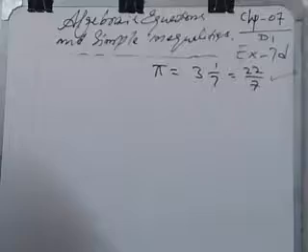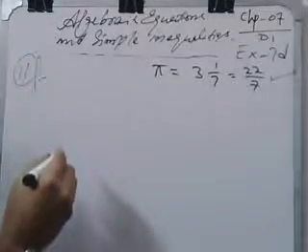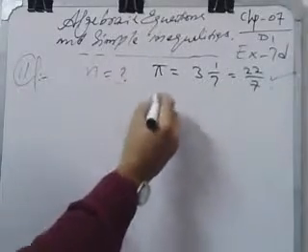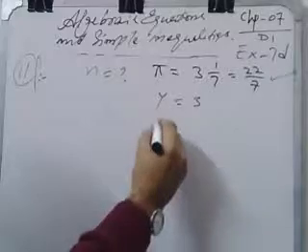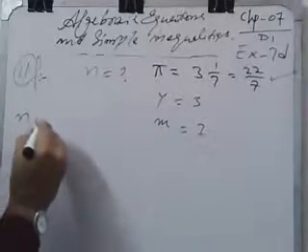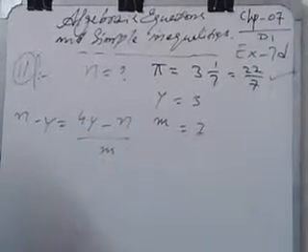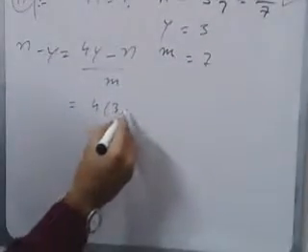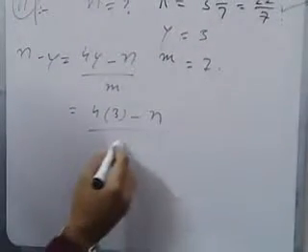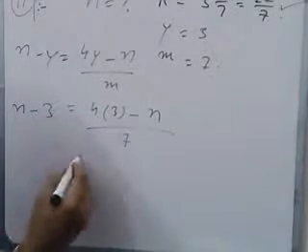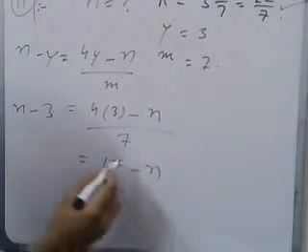Now coming to question number 11. Find the value of n where y is equal to 3 and m is equal to 7, where n minus y is equal to 4y minus n divided by m. So the values are given: 4 into 3 minus n, we have to find it. Then the value of m is 7, n we have to find, and y is 3.